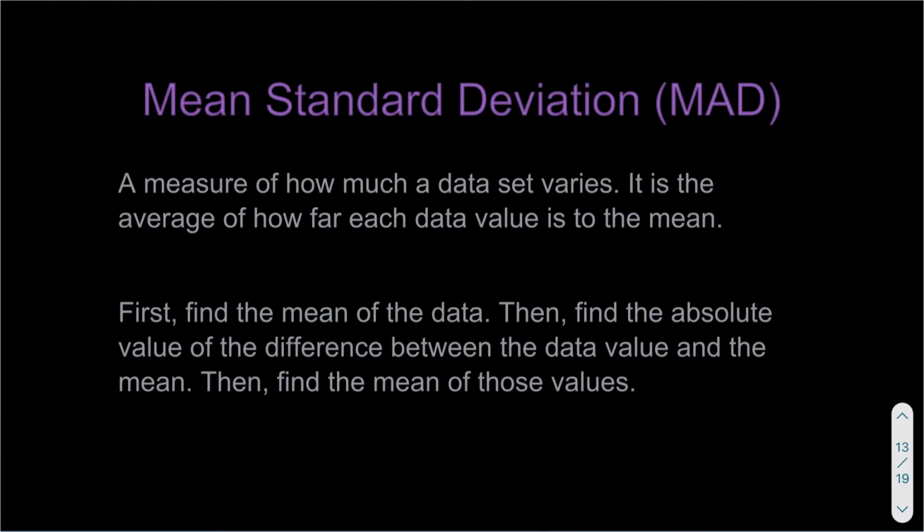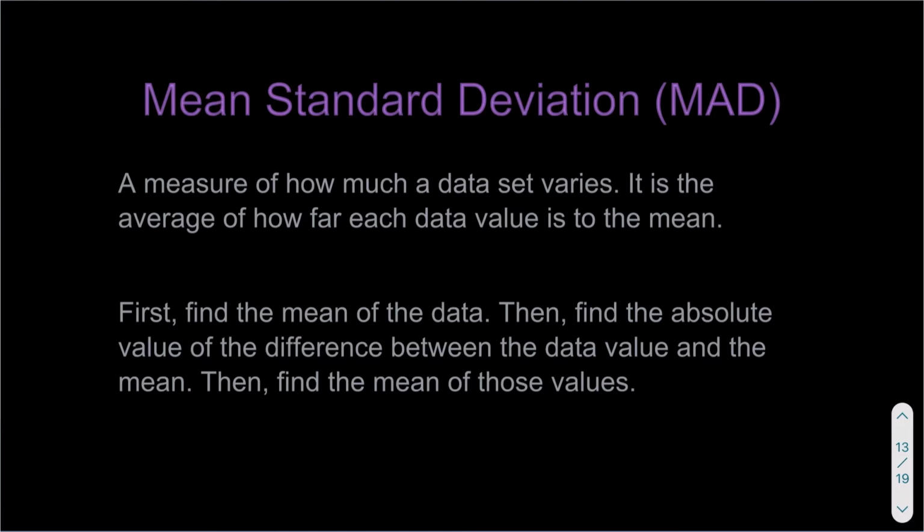So in order to calculate this, first we find the mean of the data. This value is extremely important because we're going to be comparing all the other data points to that one value. So once we have that mean, we then find the absolute value of the difference between the data value and the mean. So we will actually go through each data value and see how far it is away from the mean, and we'll write that somewhere else and keep track of it. After you do all of that for all the data values, and we have this set of numbers, we then find the mean of all of those values, and that will be your mean standard deviation.